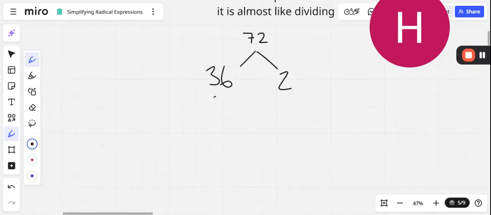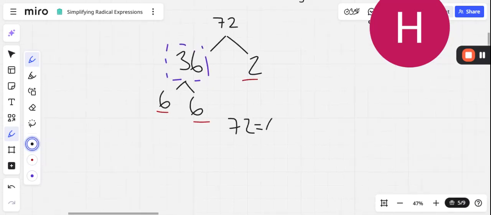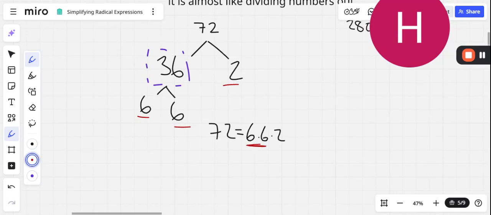And I'm going to break this 36 down more, but I do want to point out that this is a perfect square number. So it's no surprise that it's going to be the same number times itself. 6 times 6. I could have also said 12 times 3. I could have also said 18 times 2, or even 9 times 4. Those are all valid, but let's just keep it simple for now, 6 and 6. So this means that 72 is a product, which means the result of multiplication of all of these numbers together. 6 times 6 times 2, and here is our pair of 6s.